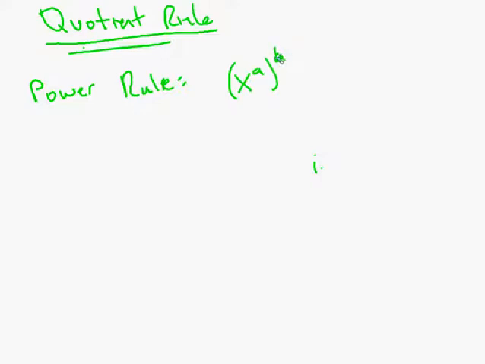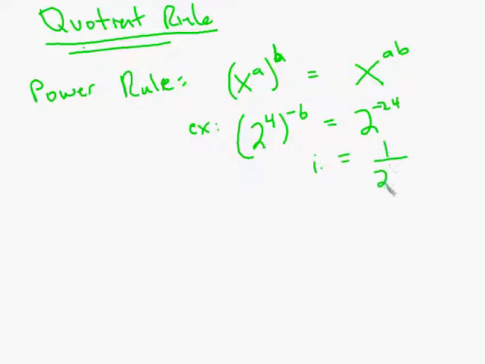If this would draw it correctly, that would be nice. And power to a power, what do I do with them? Multiply. So that gives me ab. So for example, if I had 2 to the 4th to the negative 6, I would get 2 to the negative 24, and then what do I need to do? Move it down, so I have 1 over 2 to the 24th.